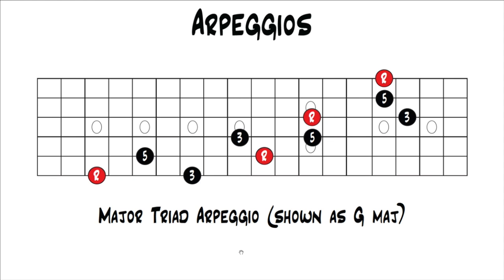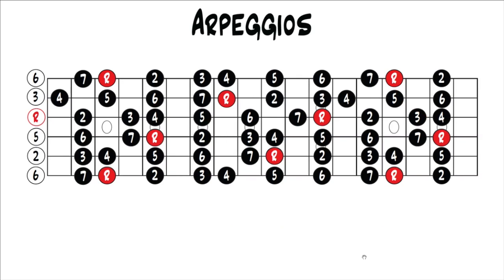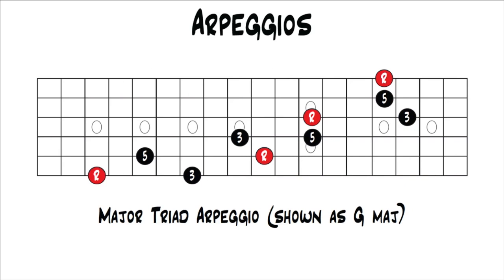So here's an example where I've gone root, 3, 5, root, 3, 5, root, 3, 5, root. And that's just straight out of the scale. I just started right here. And again, that would still just be a G major triad arpeggio. And arpeggios have a lot of uses.